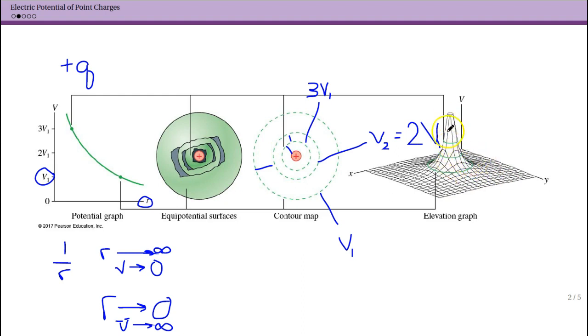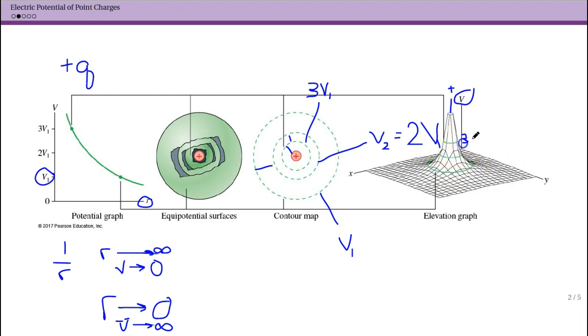And again, our point charge is like right in the center, right? And here the upwards represents V. So we're seeing a two-dimensional plot rather than a fully three-dimensional plot. And again, you see that there are circles that represent places that have the same potential.